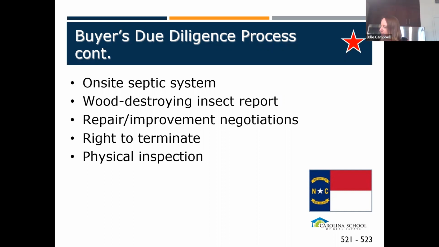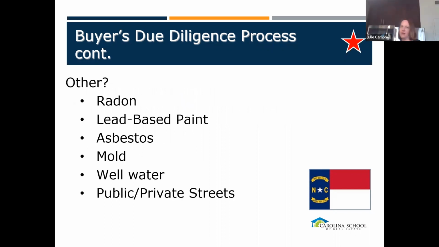Questions so far? Obviously, this list isn't inclusive, which means the buyer's free to inspect or investigate anything that they want. Do they have concerns about radon? Was it built prior to 1978? Do they want to have the presence of lead detected? Is there asbestos in the home, mold, well water? Are the streets public or private? We talked about streets back in unit 6.